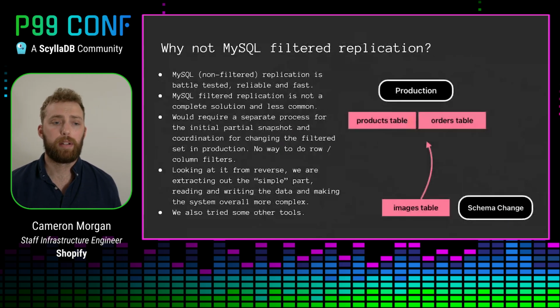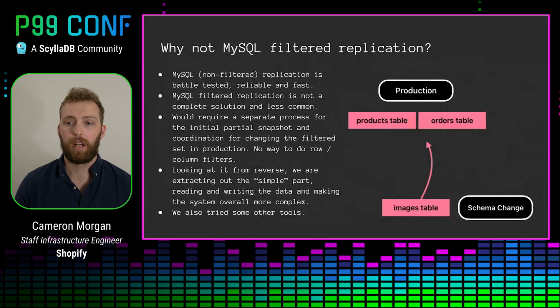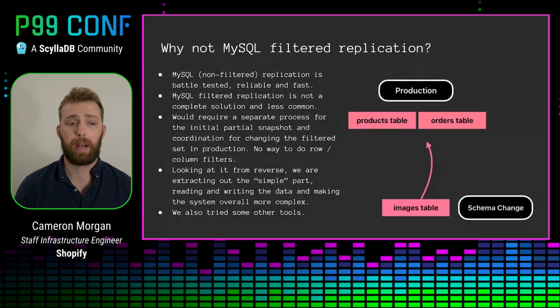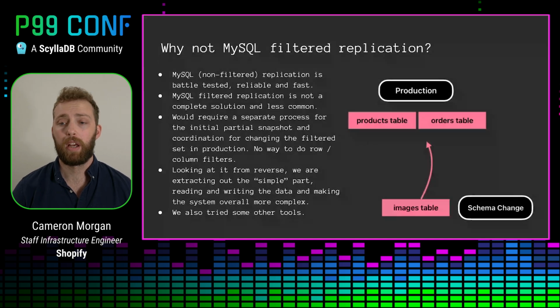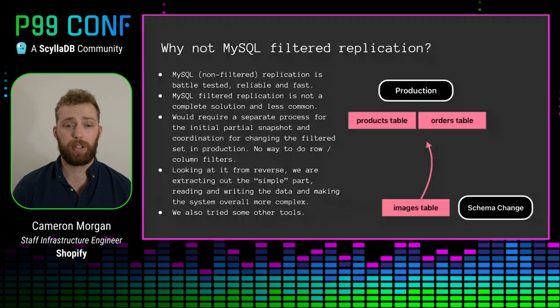So why not filtered replication? This is the obvious alternate approach, and I don't have time to talk about all of them, but there are many, like always. We use MySQL non-filtered replication all the time, and it's amazing. MySQL filtered replication isn't a complete solution. It doesn't offer us a way to do these partial snapshots, grabbing just the tables and columns we care about.